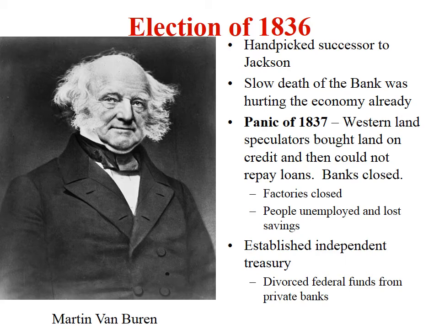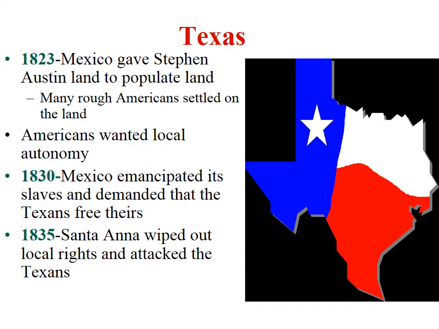You've got factories closed, people unemployed, savings lost. And their solution was something called an independent treasury. This is where they completely take away federal funds from private banks. So the federal government would actually hoard its own money. It wouldn't even use the banking system whatsoever. So they're taking it even a step further. Not only have they killed the national bank, but now they're not even depositing their money in any of these pet or wildcat banks. So this takes even more money out of circulation and hurts the economy even worse.